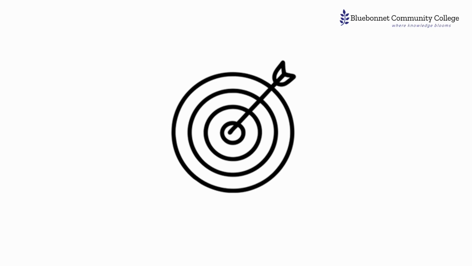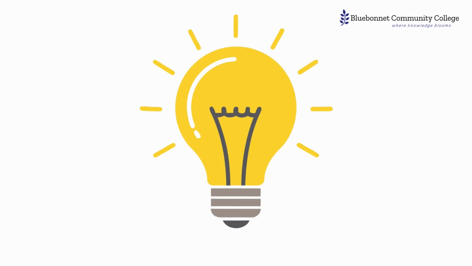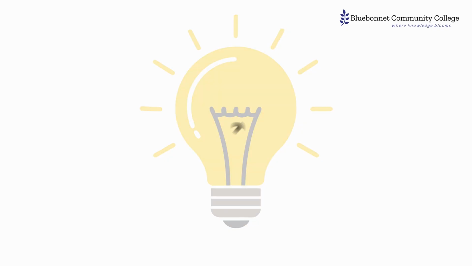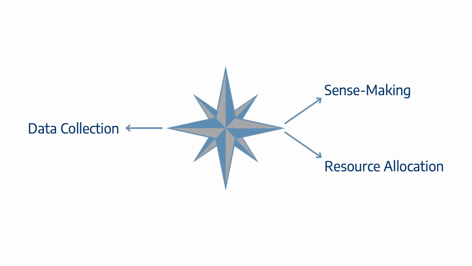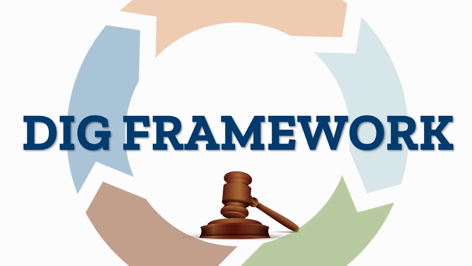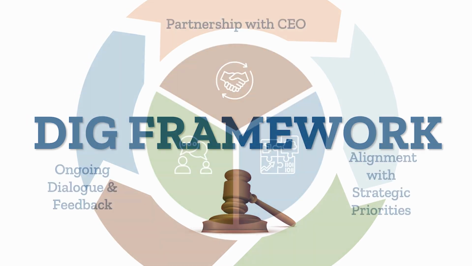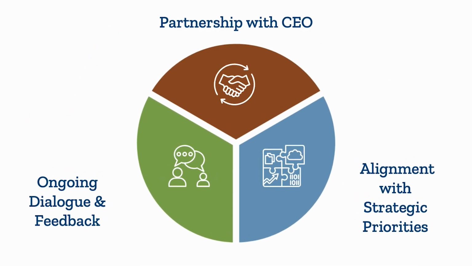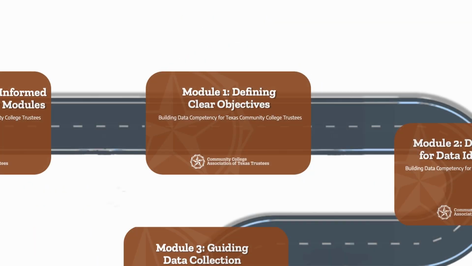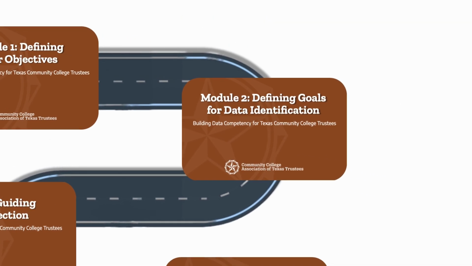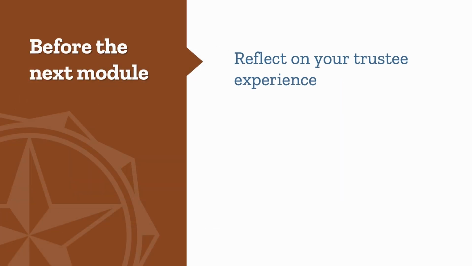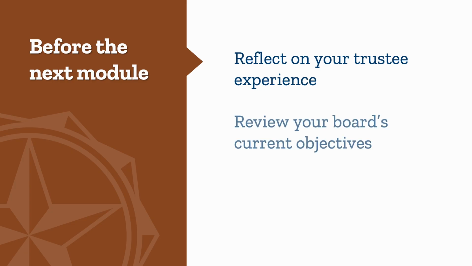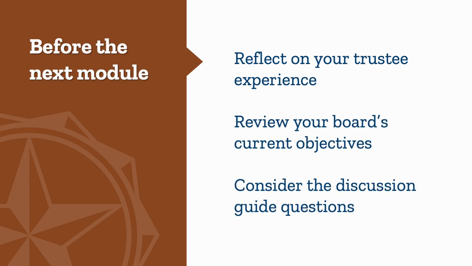Bluebonnet's transformation shows how a well-defined objective can turn uncertainty into clarity. More importantly, it shifts board meetings from circular debates into focused discussions about progress toward a shared goal. Clear objectives transform governance from reactive to strategic. They provide the foundation for data-informed decision-making and ensure your college's efforts align with student and community needs. In our next module, we'll explore how objectives guide the identification of specific data needs. Take time before then to reflect on your own experiences as a trustee, review your board's current objectives, and consider the discussion guide questions.